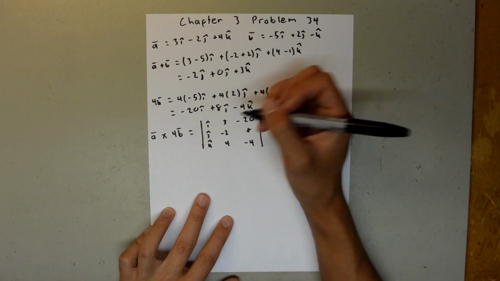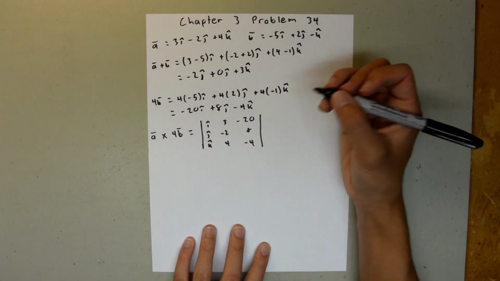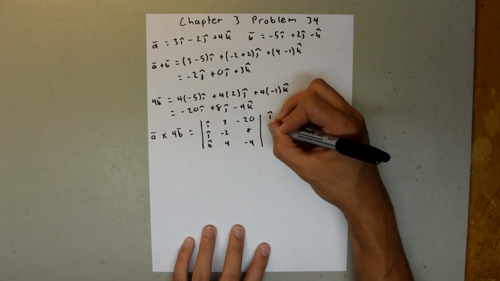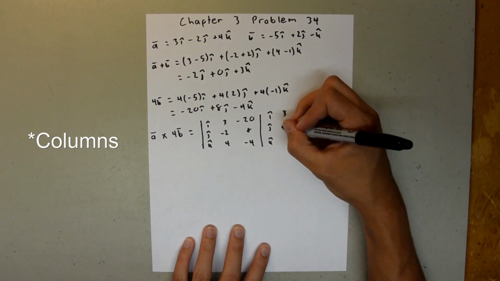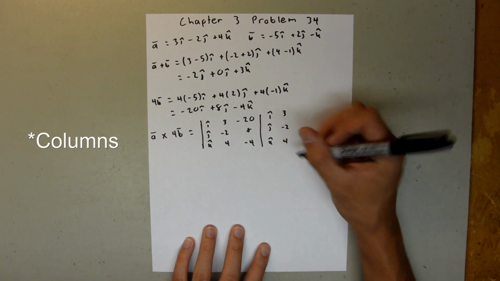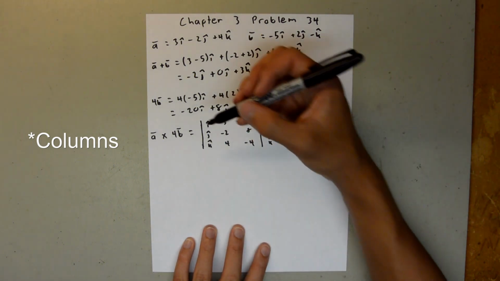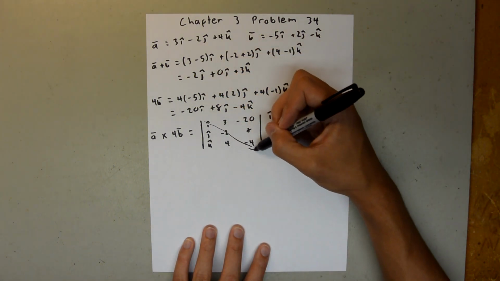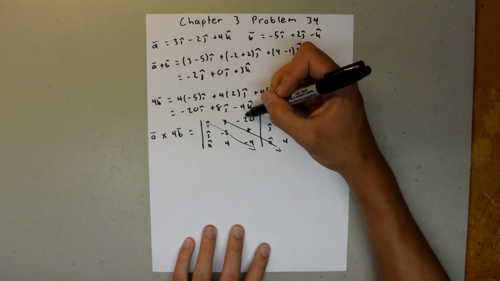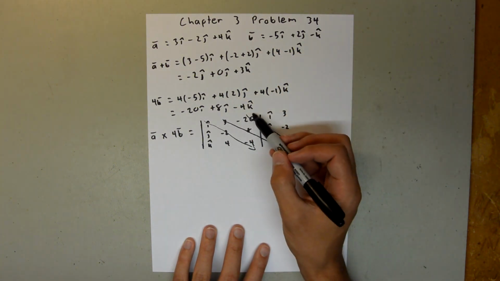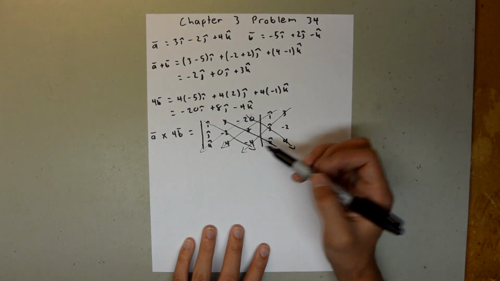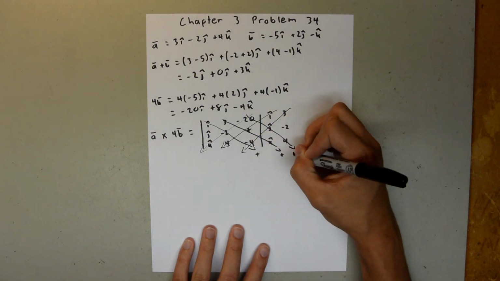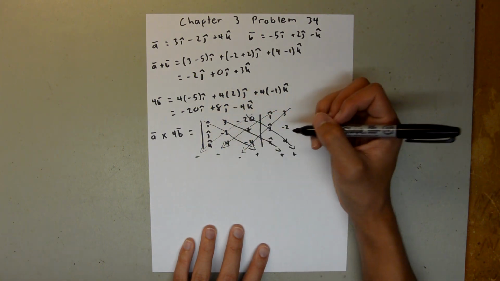And you can compute a determinant a couple different ways, but this is the way that I like to do it. I like to add the first two rows again. So i, j, and k hat, 3, negative 2, 4, just these two rows again, and then I do diagonals. So I do this diagonal, this diagonal, and this diagonal, and then this diagonal, this diagonal, and this diagonal. You add these diagonals, and then subtract these diagonals.